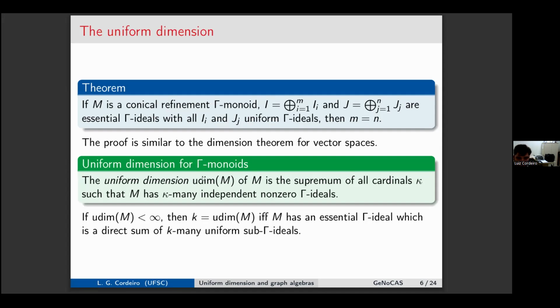And we say that the uniform dimension of a gamma monoid M is the supremum of all cardinals kappa such that M has kappa many independent non-zero gamma ideals. Okay, so that can be thought of as the largest, in some sense, independent subset which we can find inside M.